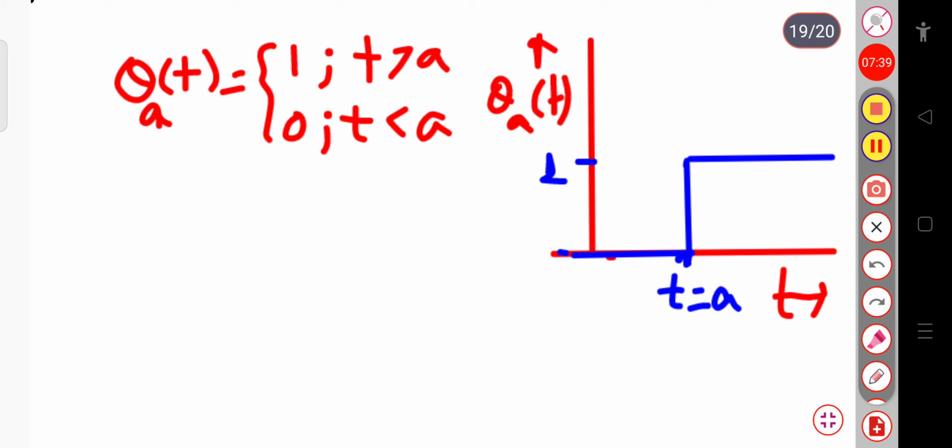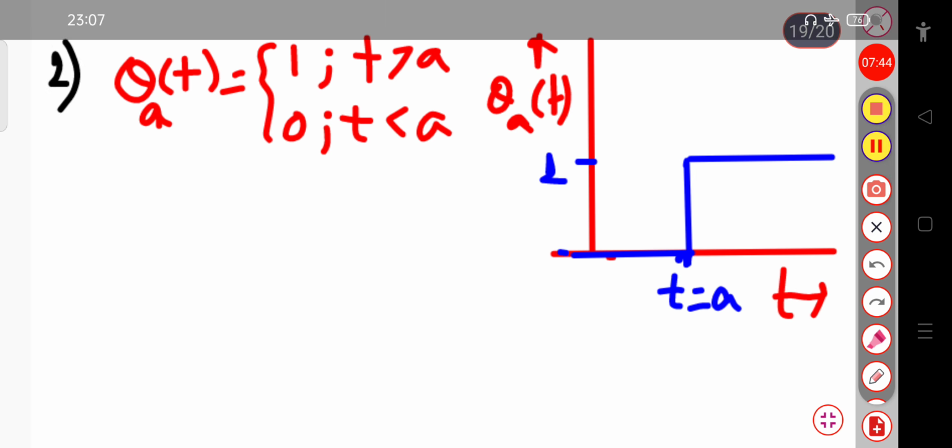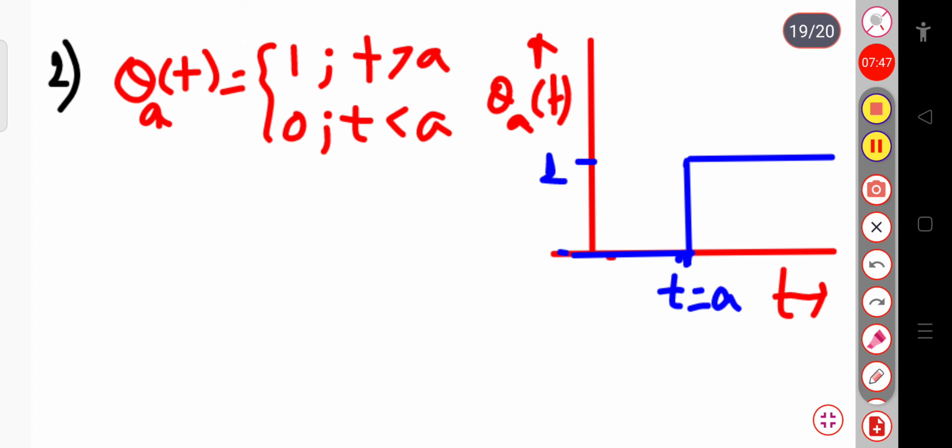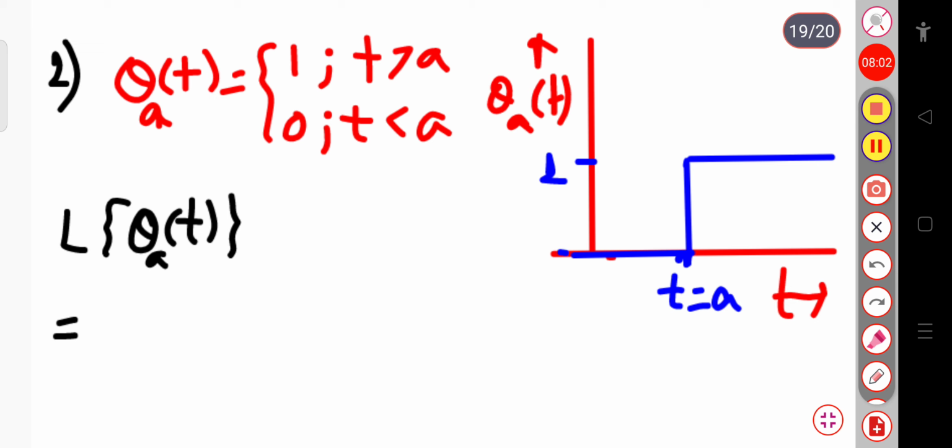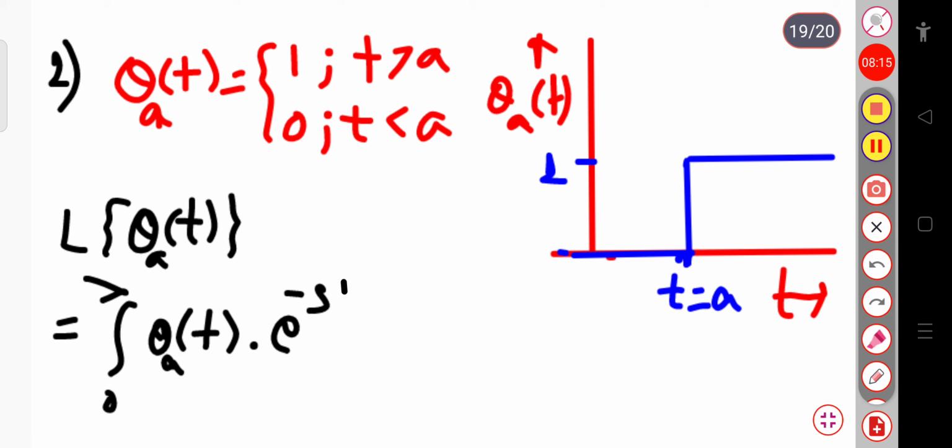Okay. Now we will calculate the Laplace transform of the function theta a of t. This is suppose question number 2. So for this I can write the Laplace transform of theta a of t. Always we will write the function in a bracket, that is that we want to take the Laplace transform. This Laplace transform will be equal to, the general expression is integration over 0 to infinite, here I will write the function that we want to take the Laplace transform, that is theta a of t into exponential minus st into dt. This is the general expression for the Laplace transform.